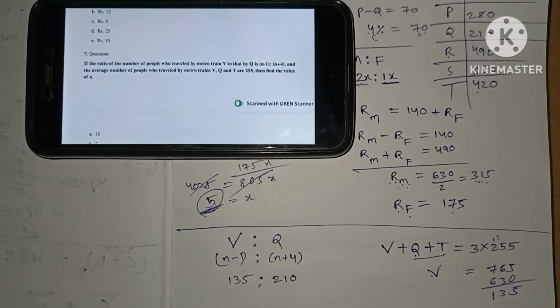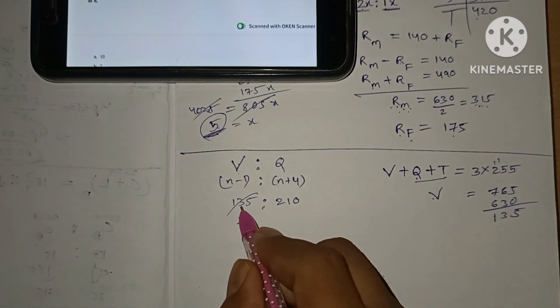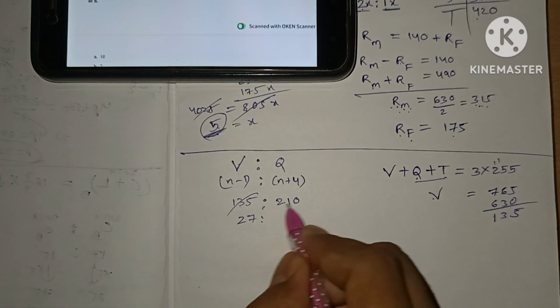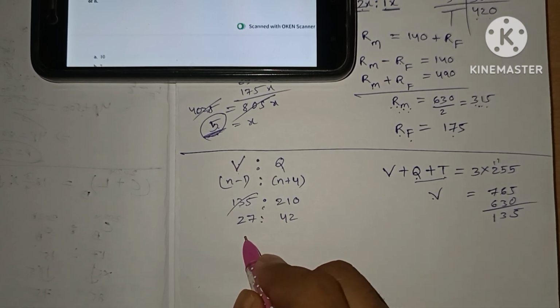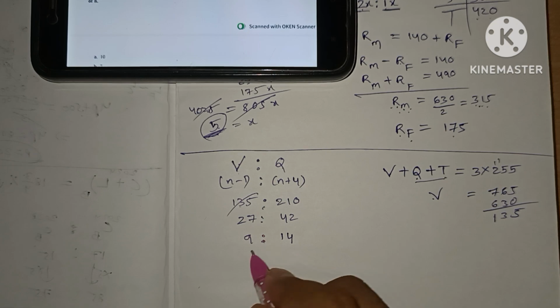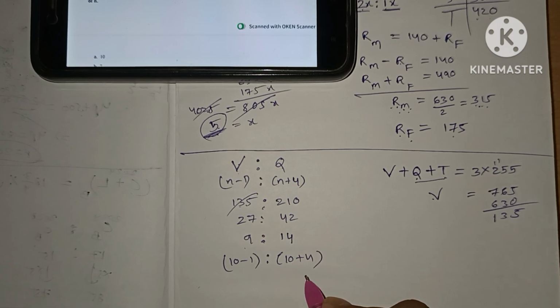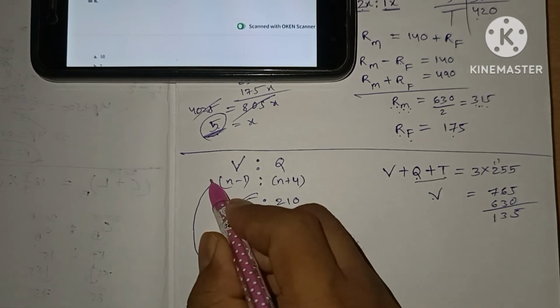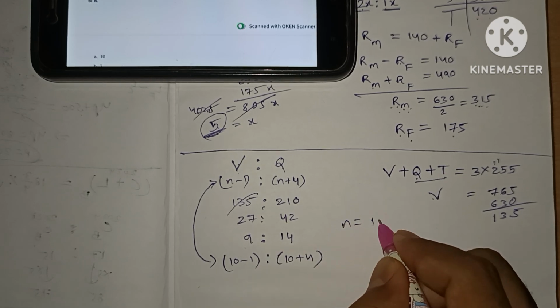Now it is talking about ratios. Here 5, 2 times 10, 7 times. 5, 42 times. This will be 3, 9 times, and this is 3, 14 times. From this it is clear that it is 10 minus 1 and this is 10 plus 4. So according to this one it is clear that the value of n is nothing but 10.